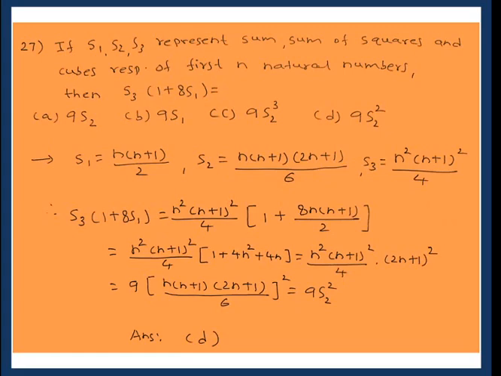So what is S3 into 1 plus 8 S1? Substitute the values. Simplify. You will notice that you are getting 9 S2 square. See, actually there is no 9 here, but note that in the square we need 6 ka square, which is 36. We only have 4. So we multiply numerator and denominator by 9 to get this. So the correct option is what? D, Delhi.